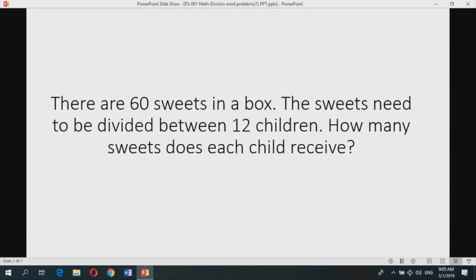There are 60 sweets in a box. The sweets need to be divided between 12 children. How many sweets does each child receive? Okay, so let's take a look. How many sweets do we have? 60. How many children? 12. So therefore, our problem is 60 divided by 12.